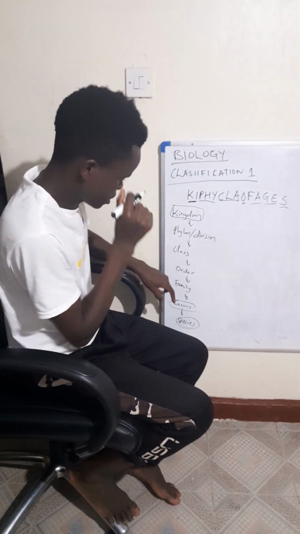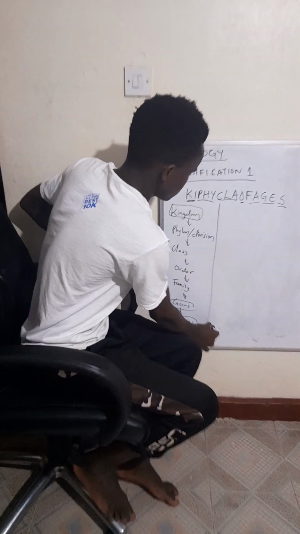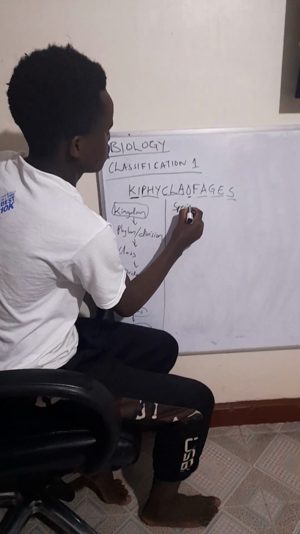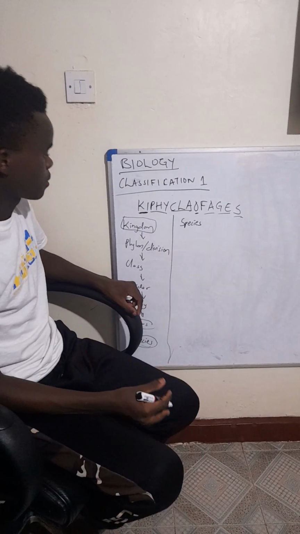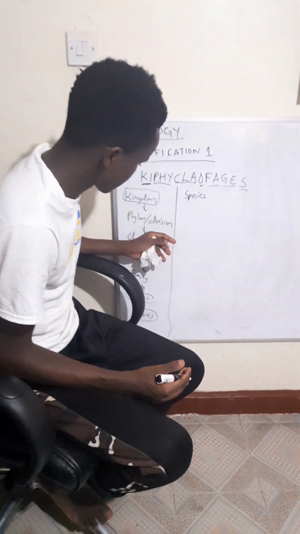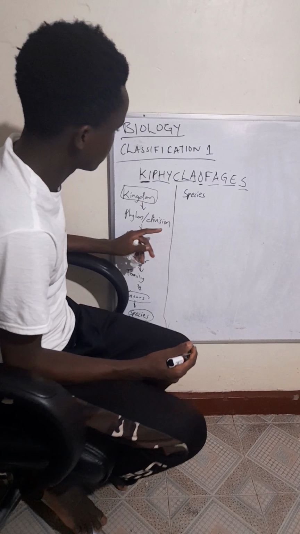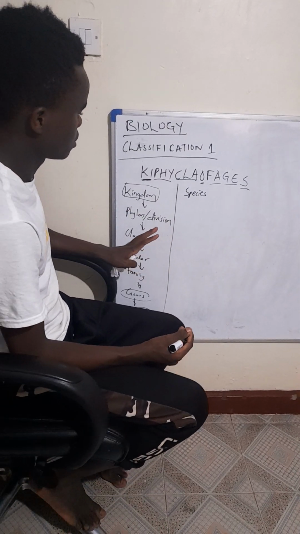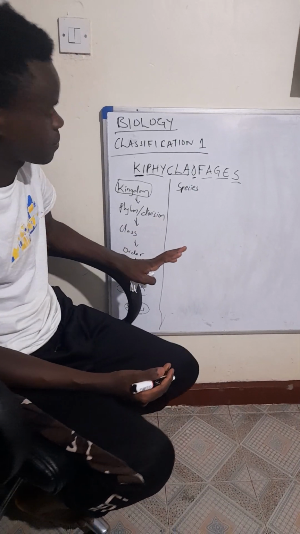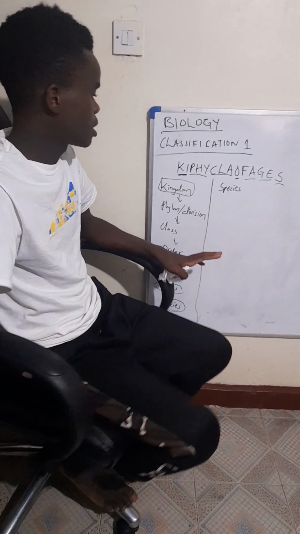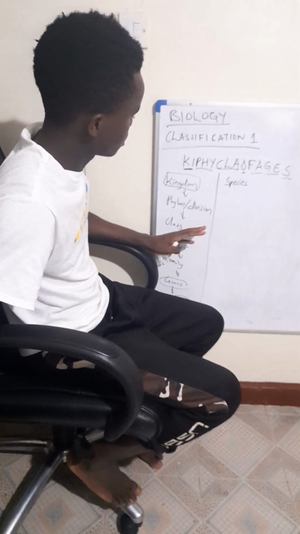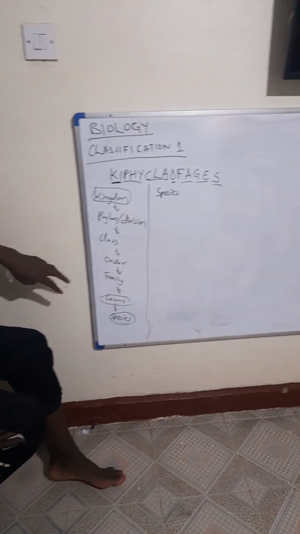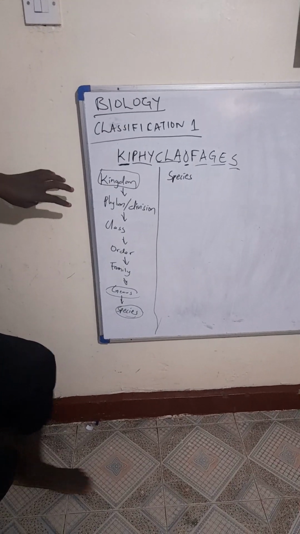Now let's talk about the species. What is a species? Just to mention, in human beings, the species is Homo sapiens. Then let me step down a little bit, maybe we'll take a screenshot or something like that.